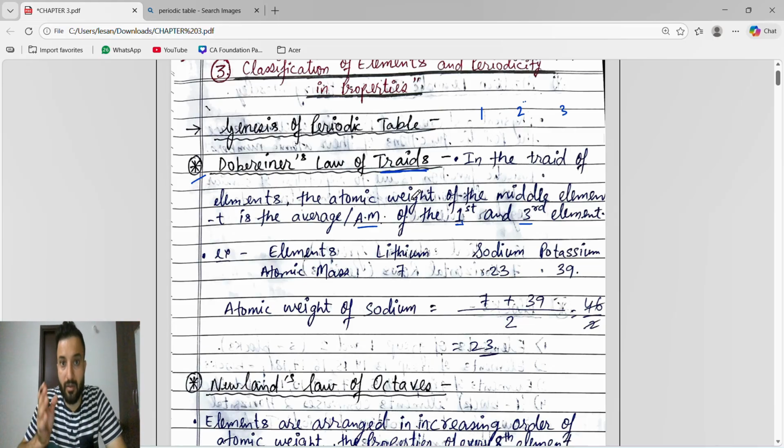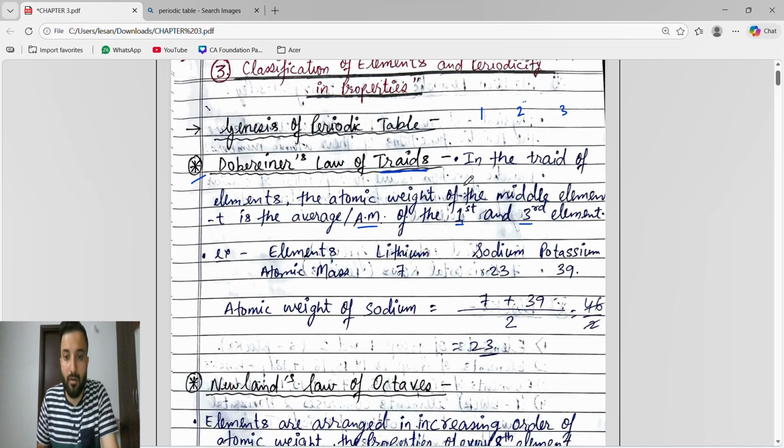In chemistry, both atomic mass and atomic weight are the same. The reason is that in chemistry we don't consider gravitation, so mass and weight are the same. But in physics, mass and weight are different because gravitation comes in.